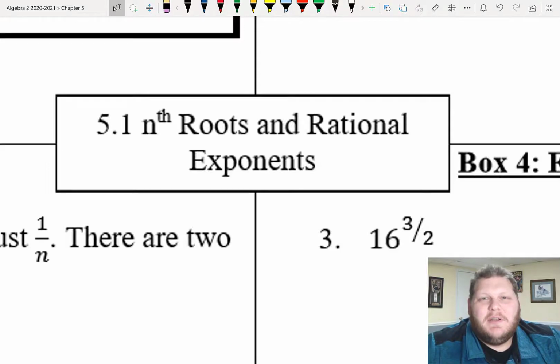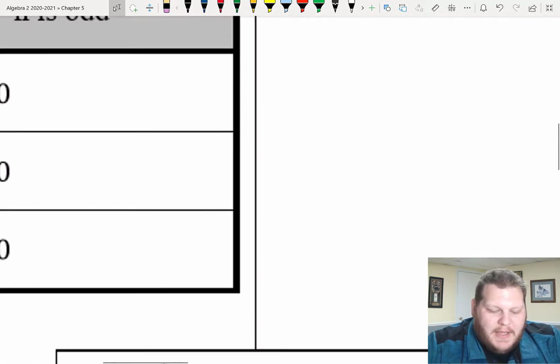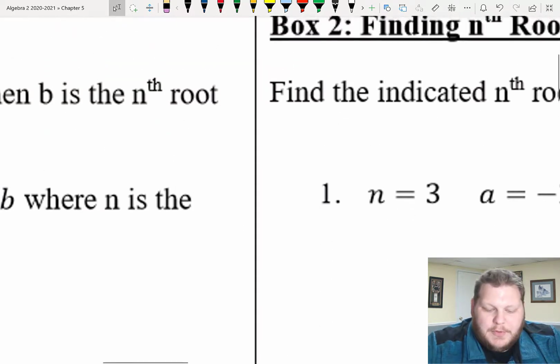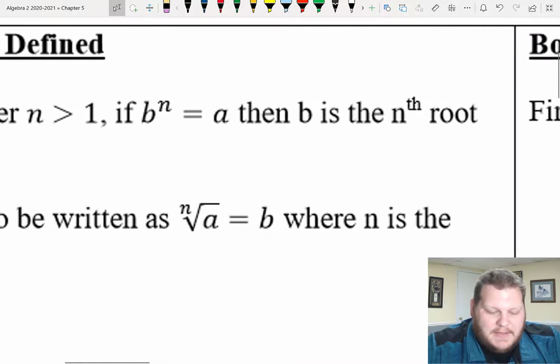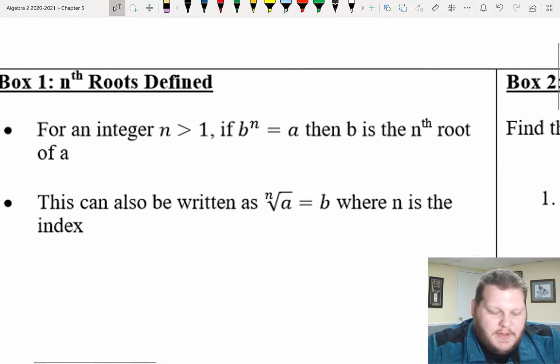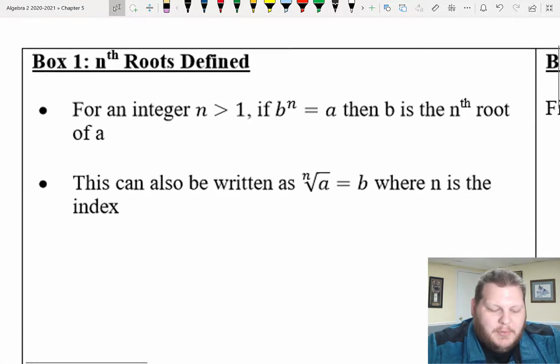Hey guys, today we're looking at 5.1, which is all about nth roots and rational exponents. So we're going to start by just taking a look at what an nth root is, and working on some definitions and some patterns that we have with them, and then get into actually applying them.